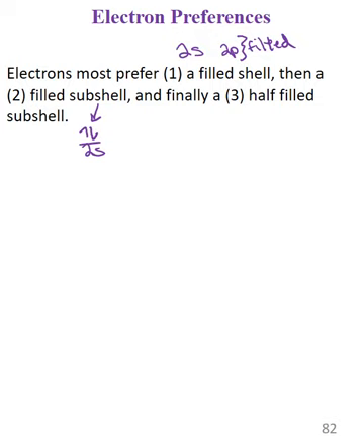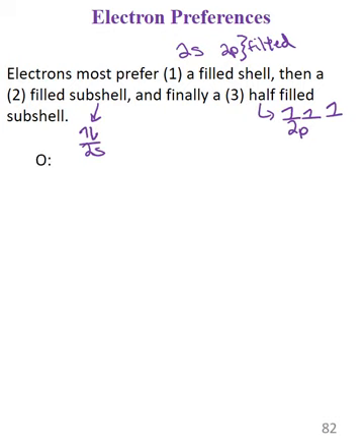And finally, the third preference that they have is a half-filled subshell. So for example, if you have the 2p, it would prefer being half-filled. So electrons, or I should say atoms, are going to really want a filled shell first. If that can't happen, then they're going to want a filled subshell. And finally, if that can't happen, then they want a half-filled subshell. Let's look at a couple examples.